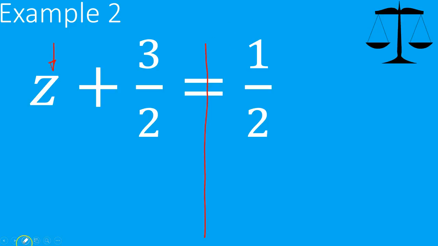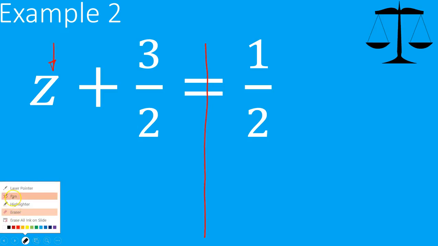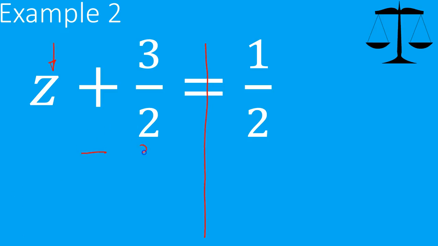So I'm going to erase that marking. Now take a look at what we have here. We have z plus 3/2. Inverse operation: the inverse of adding is subtracting. So instead of adding 3/2, I'm going to put minus 3/2. If I have plus 3/2 minus 3/2, that equals 0. Notice again, I wrote what operation I'm doing, and now my mirror reminds me to do the same thing to the other side.